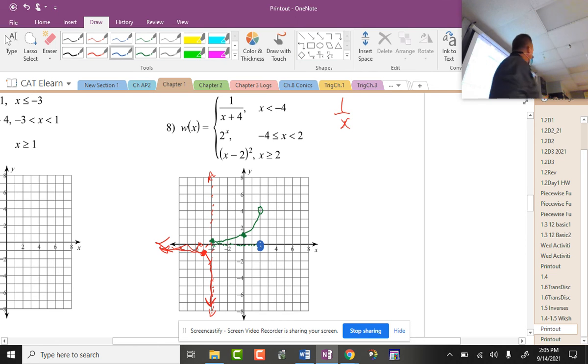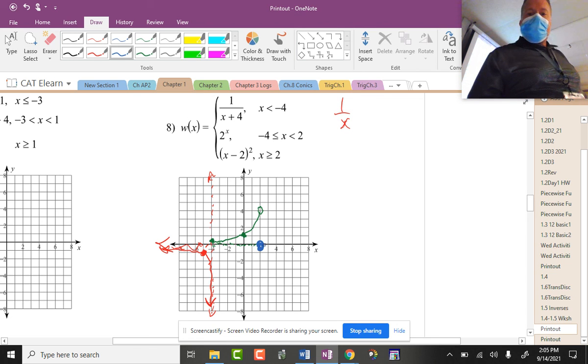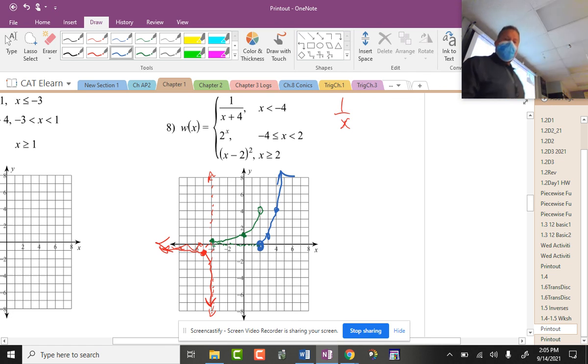Now, this is supposed to be a parabola, but the parabola is moved 2 to the right. So this is what the picture would look like, but I'm only able to do this part because I can only plug in from 2 to infinity. So I can input, output, and I can plug in 3. 3 minus 2 is 1. 1 squared is 1. 4 minus 2 is 2. 2 squared is 1, 2, 3, 4. All right, and then that's it.